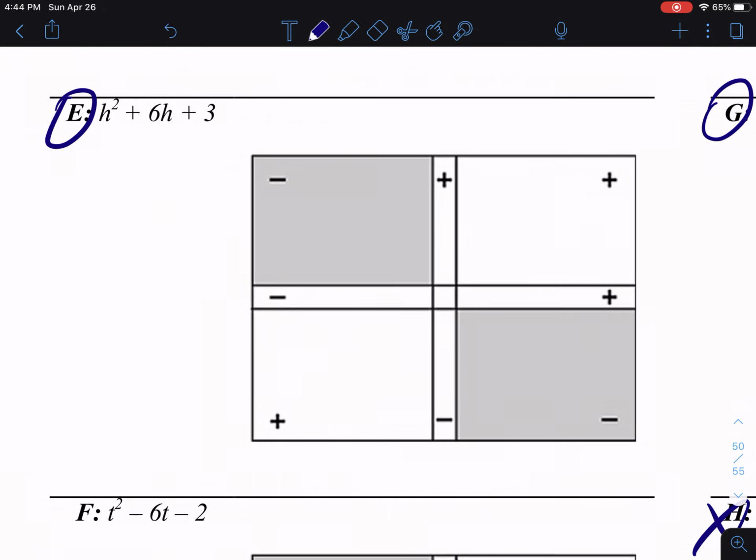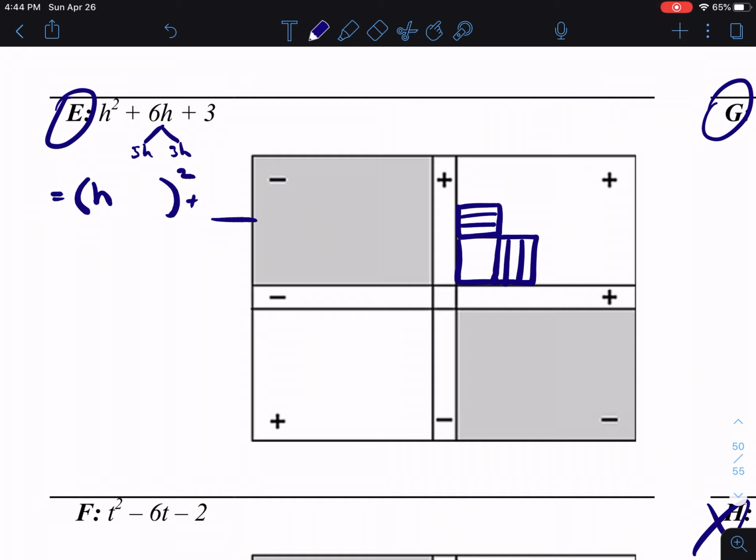So things don't always work out as nicely as they did for the first set of examples. Let's take a look at h squared plus 6h plus 3. Again, we're looking at something that's going to look like a square and then some loose ones. So let's see what's going to happen with the square. That's h squared. Now plus 6h, those would better split evenly. All right, so it's 3h and 3h. And then we have plus 3.